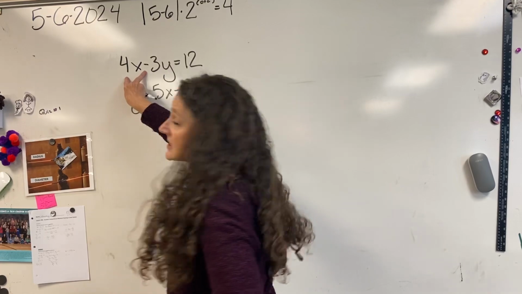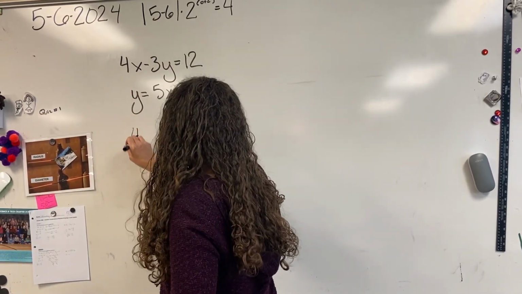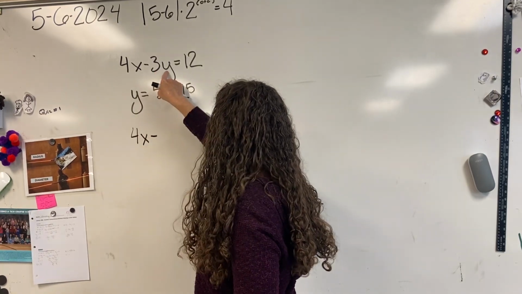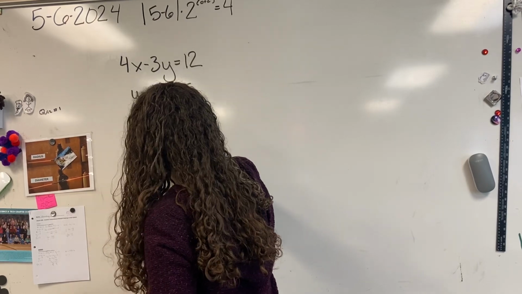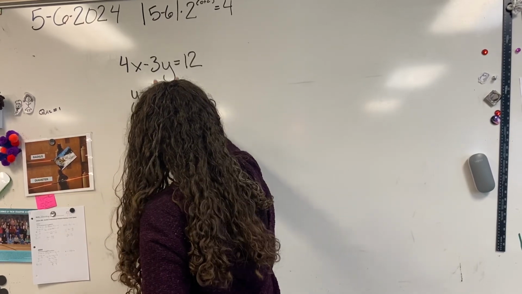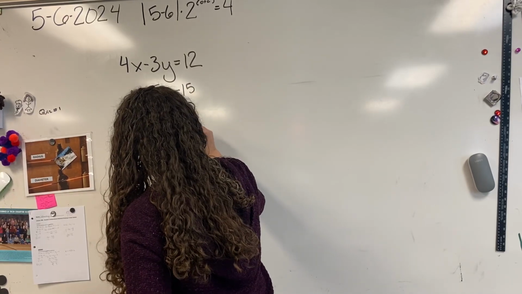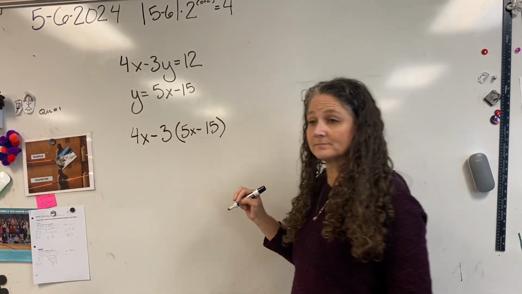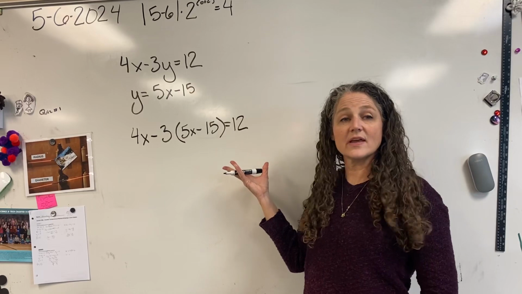So 4x, does that have any y's in it? No. So we don't even worry about it. We have 4x minus, now this is 3 times y. So I'm going to have 3 times, it's actually negative 3 times y, but y is 5x plus minus 15. So I'm going to substitute in 5x minus 15. And what does all of that equal? 12. What do I have here?